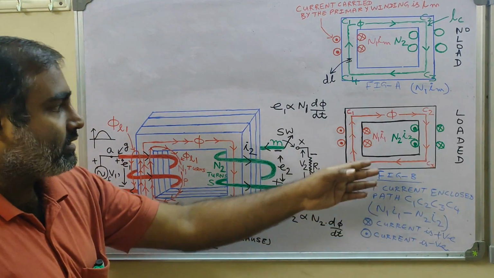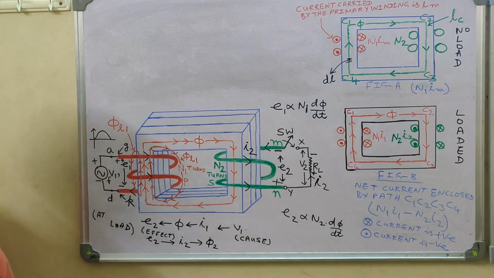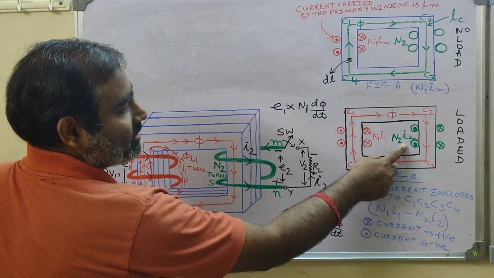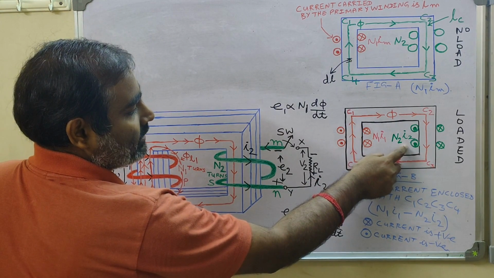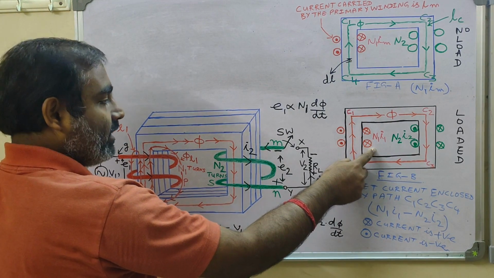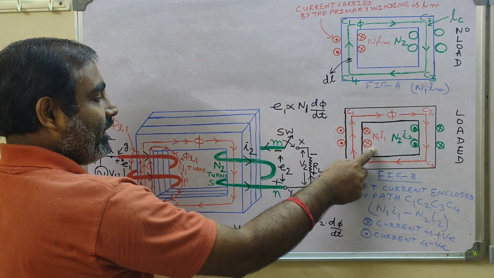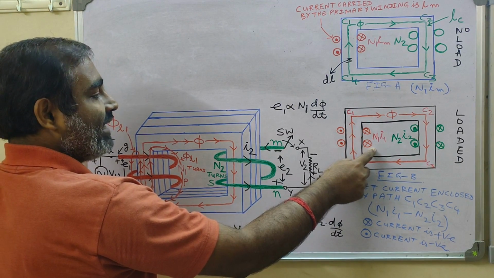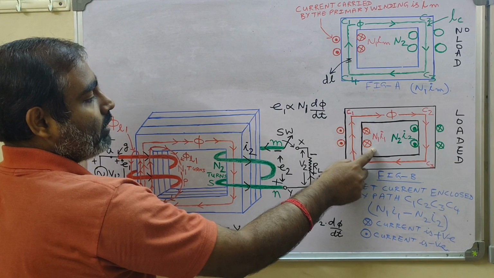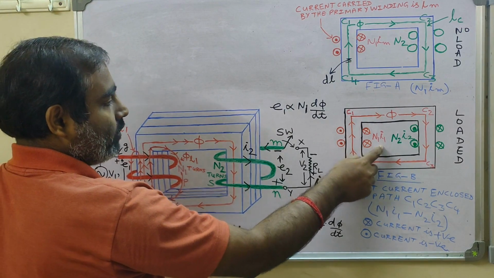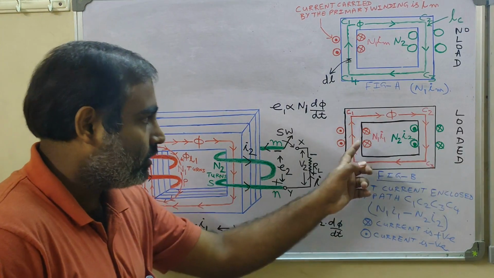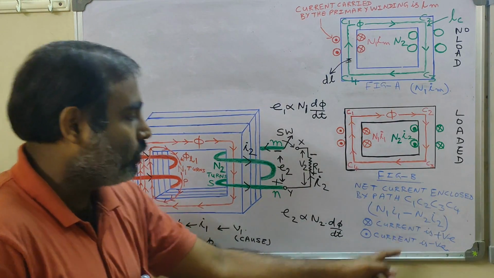In loaded condition, each of the secondary winding conductors is carrying current I2. And what is the number of conductors of the secondary winding? N2. So the current is N2 I2 for the secondary. Each of the N1 primary conductors is carrying current I1 at loaded condition. So the current corresponding to the primary conductors is N1 I1 in this closed path, and the current corresponding to the secondary conductors is N2 I2. So the net current enclosed is N1 I1 minus N2 I2.